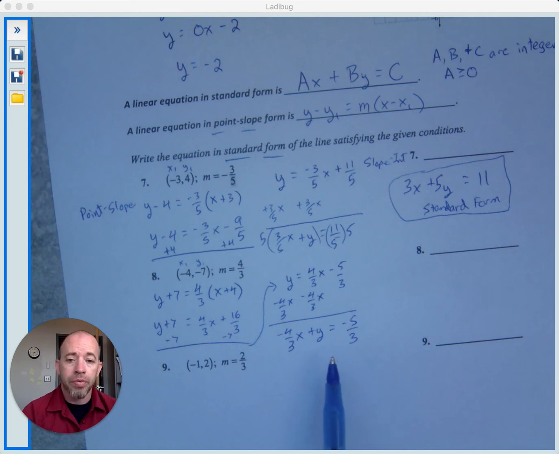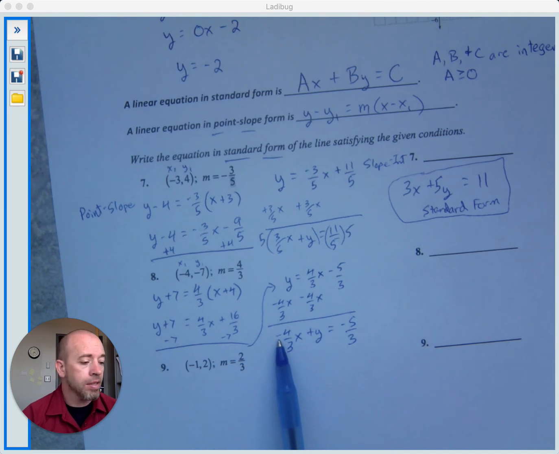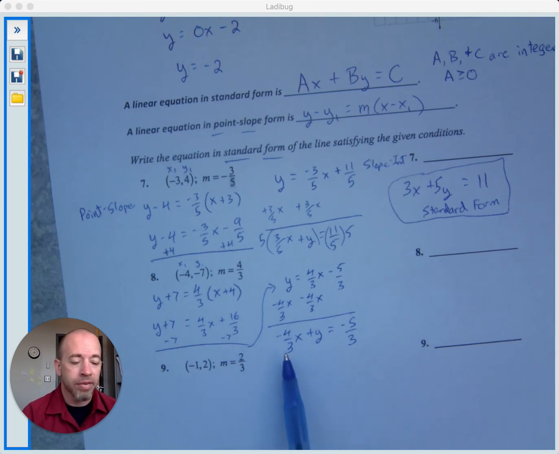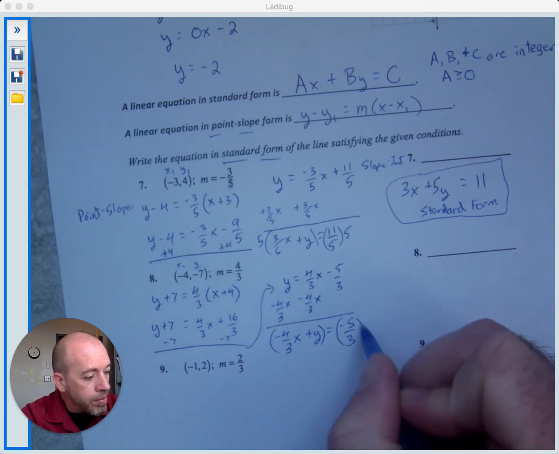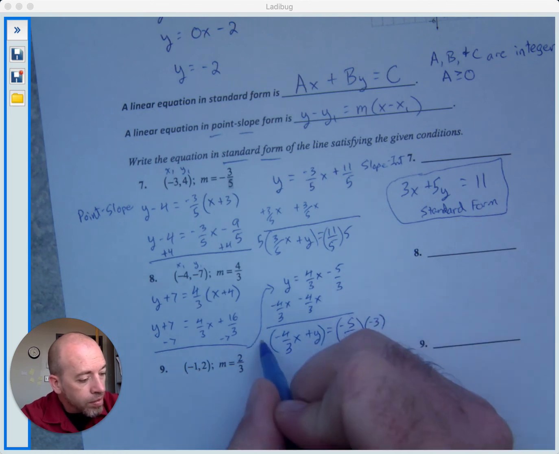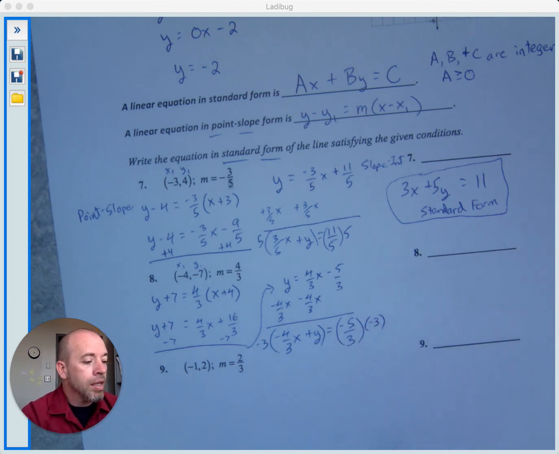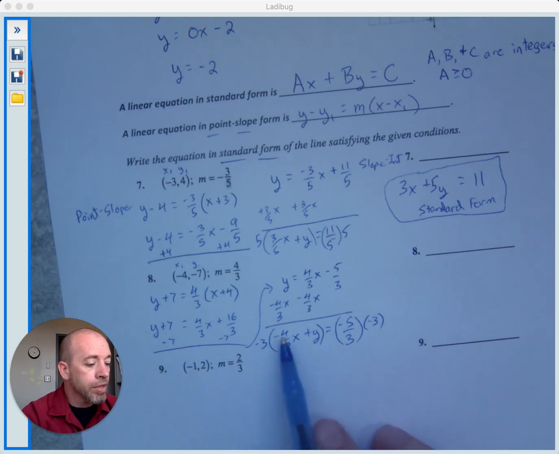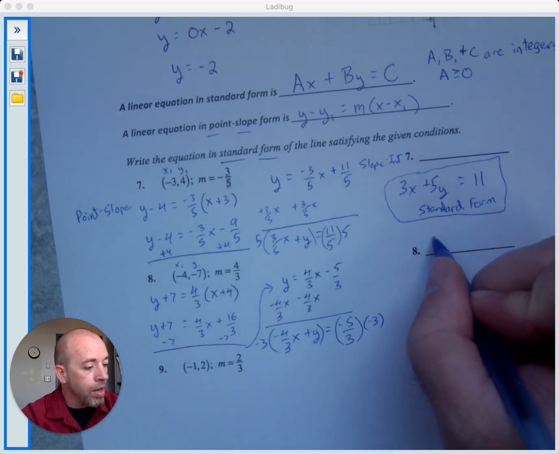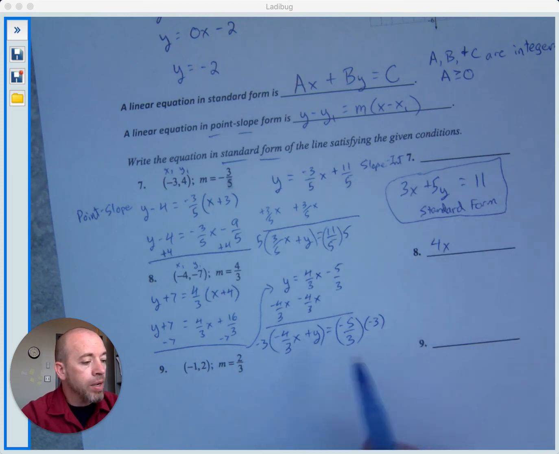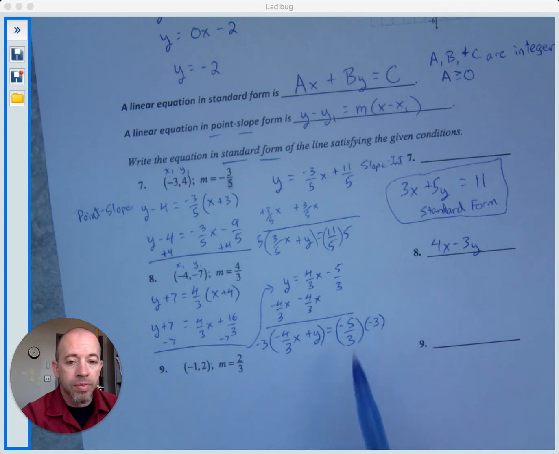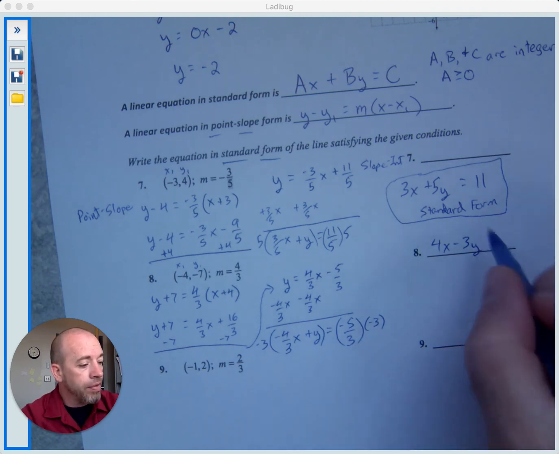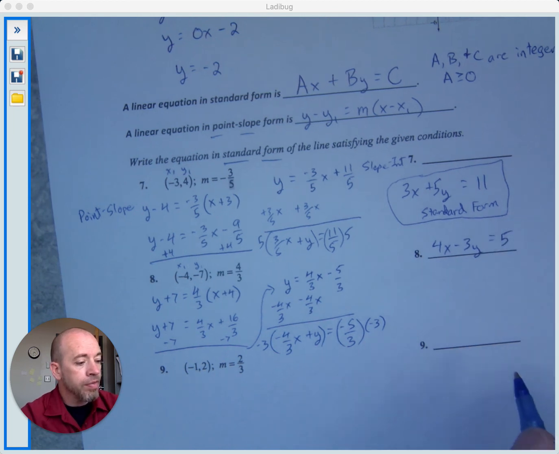Now I could multiply by 3, but notice there's a negative here for my coefficient of x, and we don't really want to have a negative there. So I'm going to multiply both sides not by 3, but by -3, and then see what we get. -3 times -4/3 would just be 4. -3 times y, that's a -3y. -3 times -5/3 would give me a +5. And then we have our standard form.